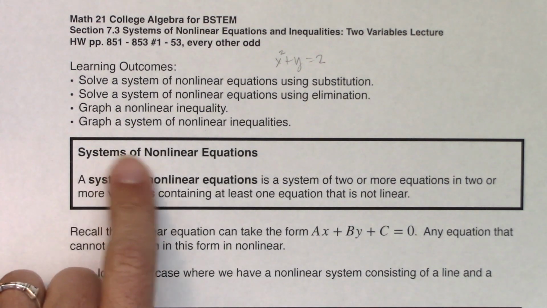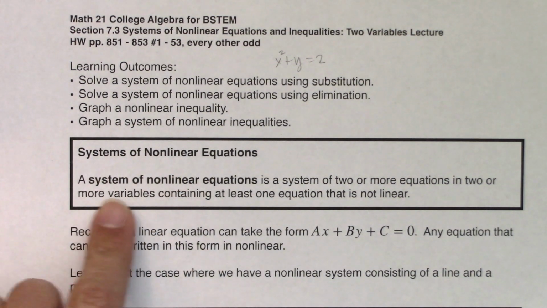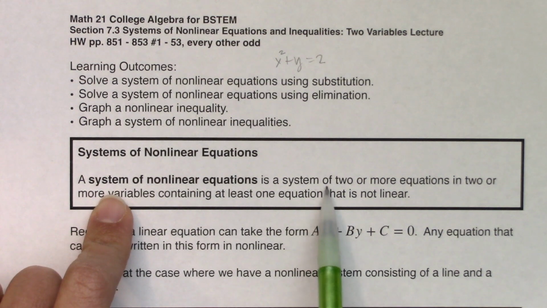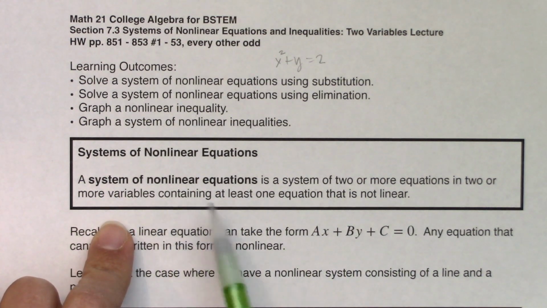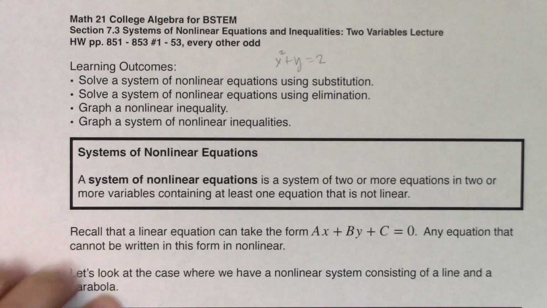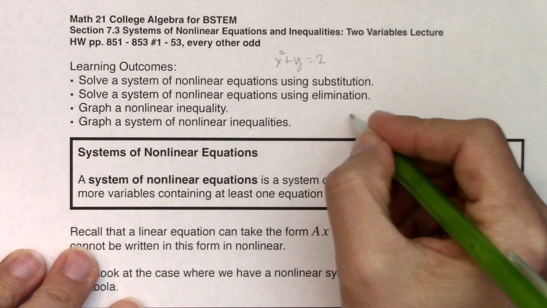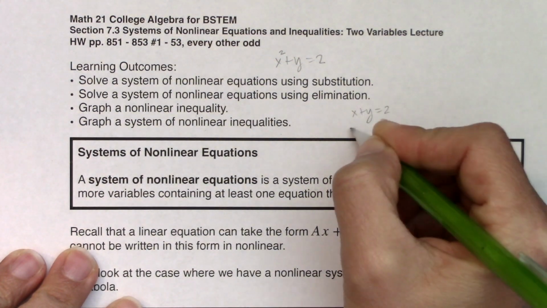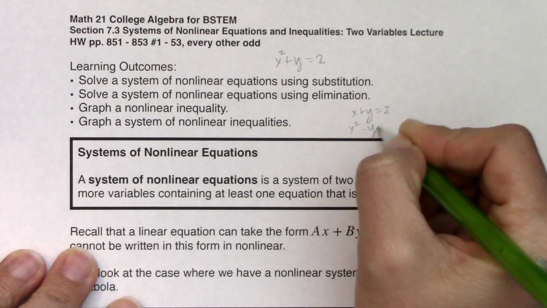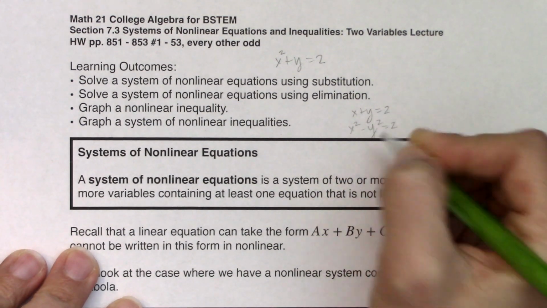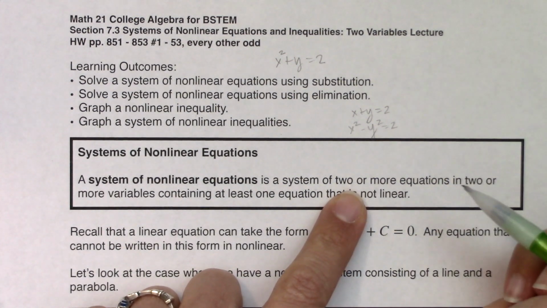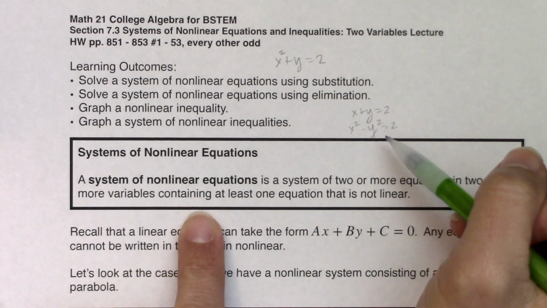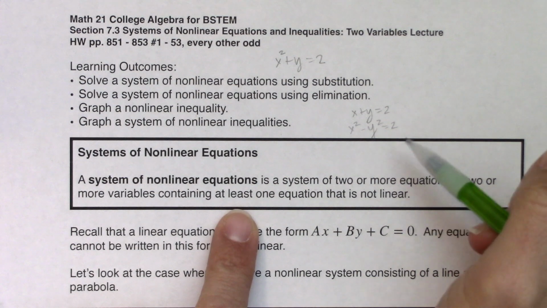A system of nonlinear equations is a system of two or more equations in two or more variables containing at least one equation that is not linear. I know that sounds fancy, but it really means I could have a system like x plus y equaling 2, and then x squared minus y squared equaling 2. That would be a system because there were two equations, they each had two variables, and at least one of them was not linear.